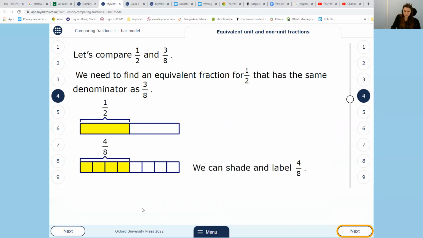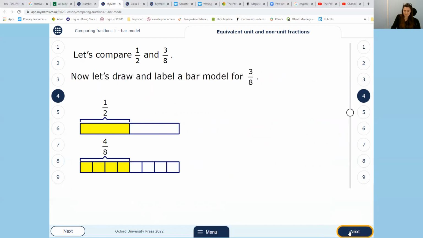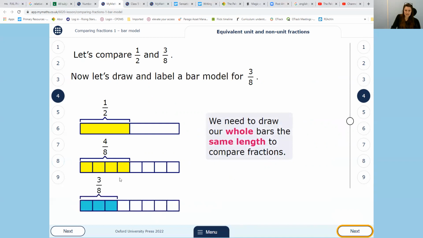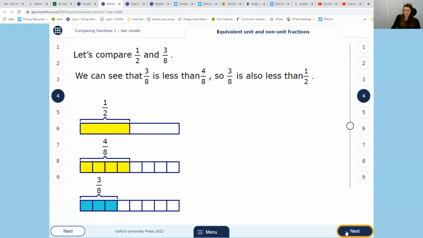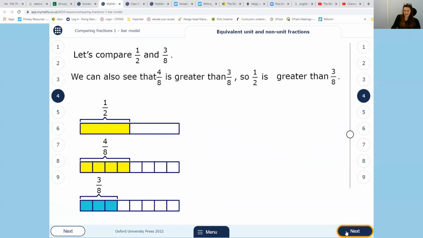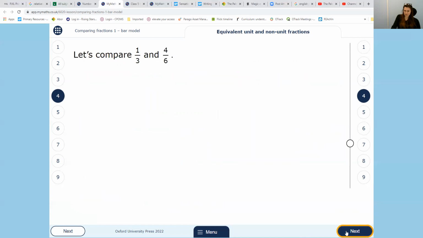So if we label 4/8 to make it equivalent, this will help us see where 3/8 would come into the equation. So if 1/2 and 8 were equivalent, we'd have 4/8. And as you can see, 3/8 is less than 1/2. So we can write that.